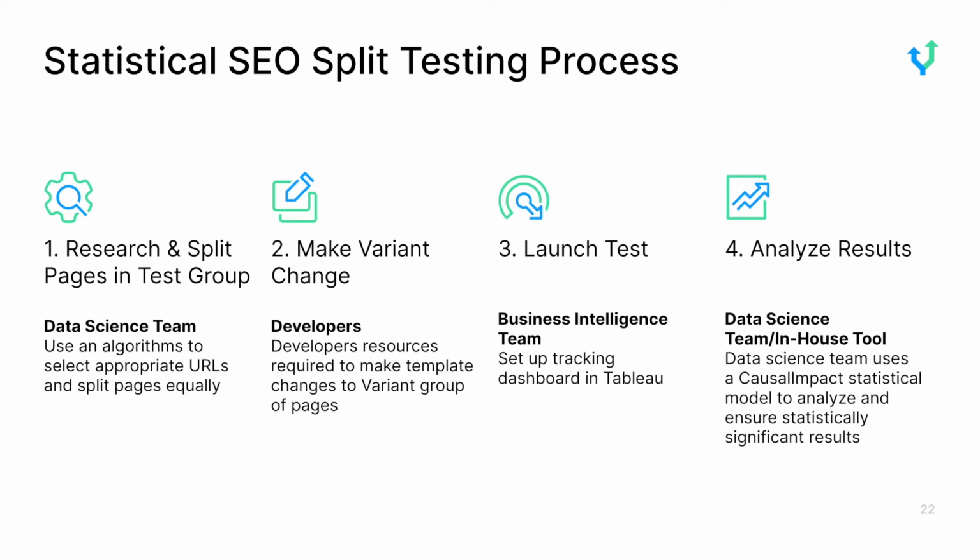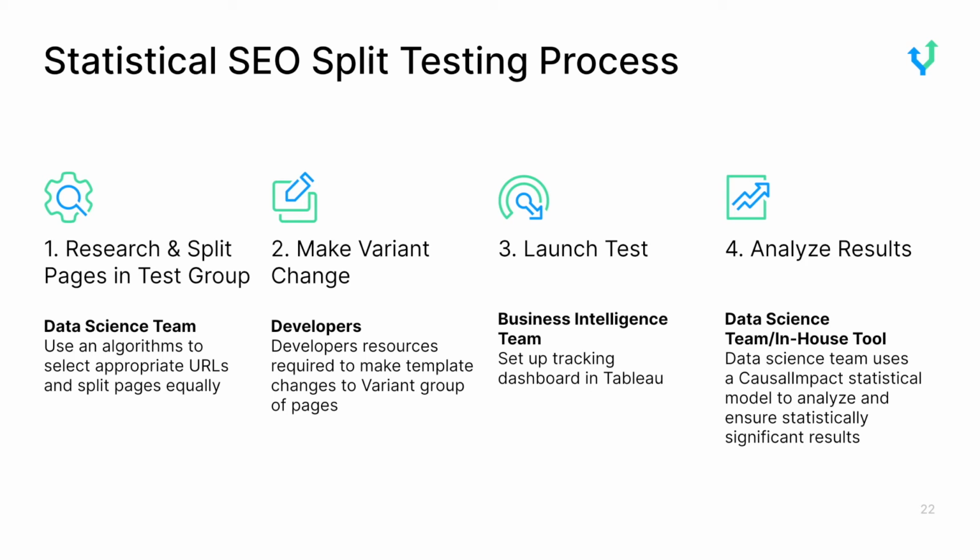Now, let's talk about the process for running a statistical SEO split test. First, we need to research and split the pages in our test group between the variant and the control. Ideally, you would ask your data science team to build you an algorithm that would select the appropriate URLs and split pages equitably. It's really, really important, in order to account for seasonality and other external factors, that your control group and your variant group have the exact same amount of traffic over the last 100 days.